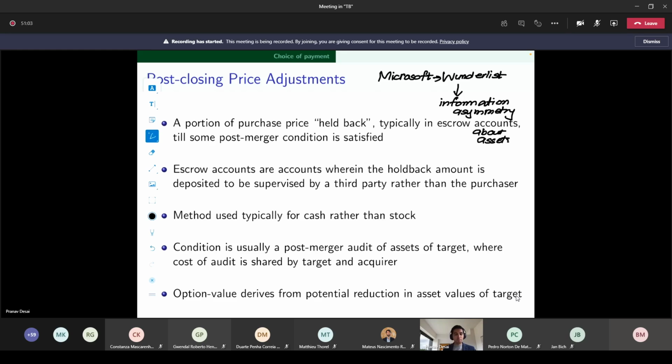So a post-closing price adjustment is precisely that type of an option. What it does is that it says that a portion of the purchase price is held back, and typically it's held in something called an escrow account, which is an account with a third party, typically a lawyer, and this is till some post-merger condition is satisfied.